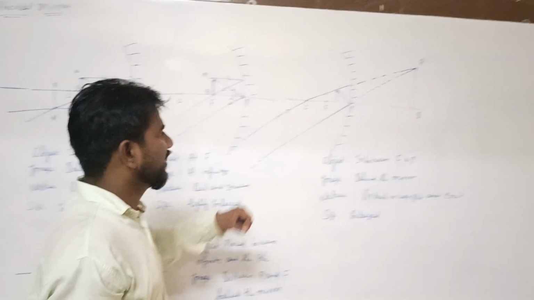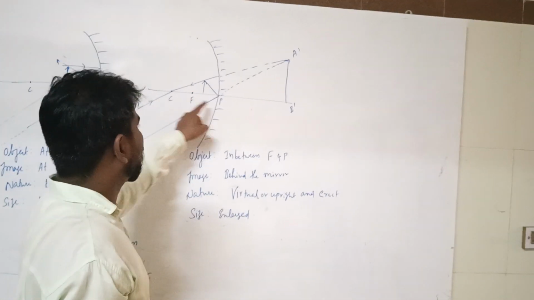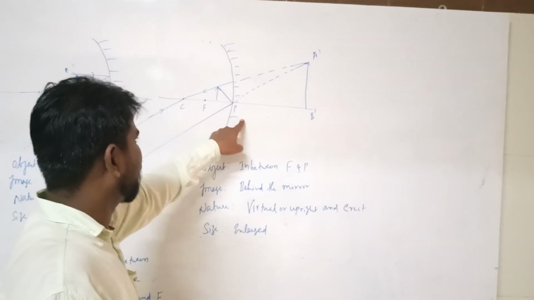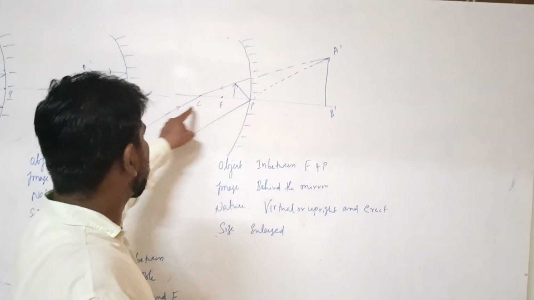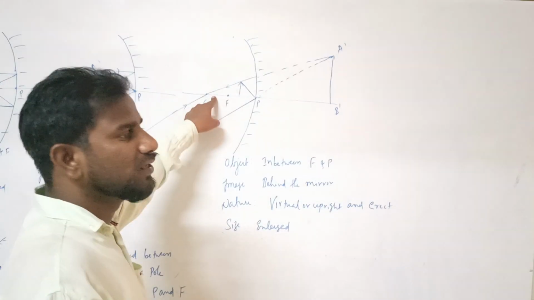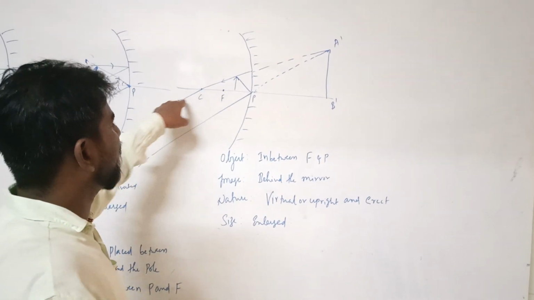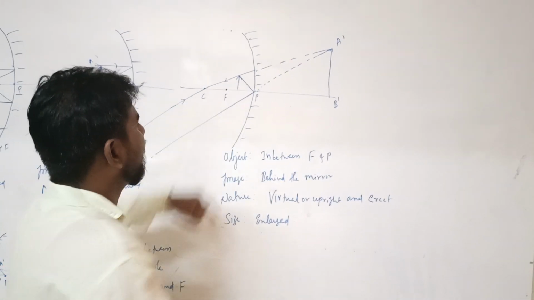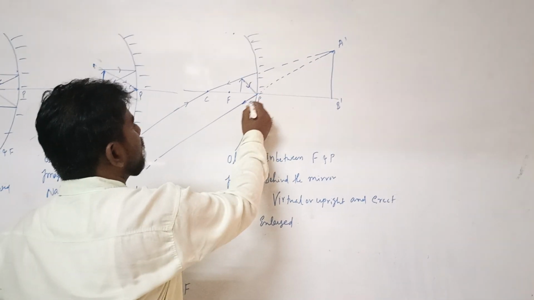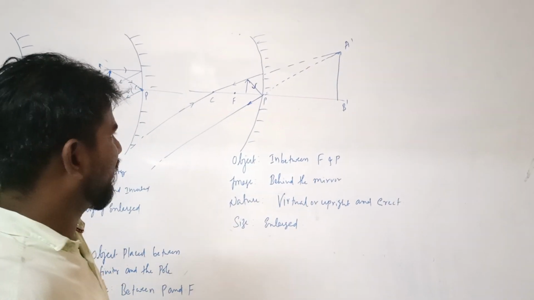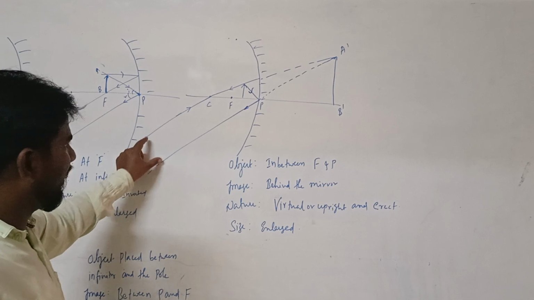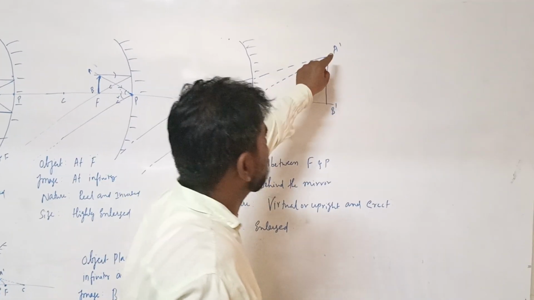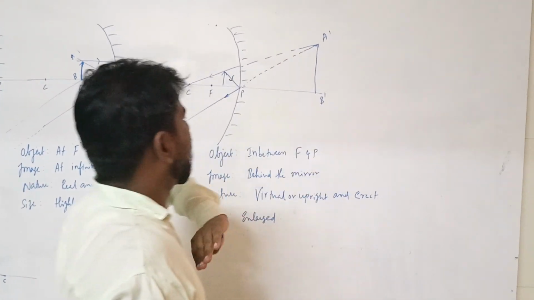Now coming to the final case, when the object is kept in between F and P. I will send a ray from the center of curvature. After reflection, it will pass through the same path. And another ray I will incident at the pole. It will reflect and follow the laws of reflection. These rays are not meeting. When I extend this backward, these will meet in the mirror.